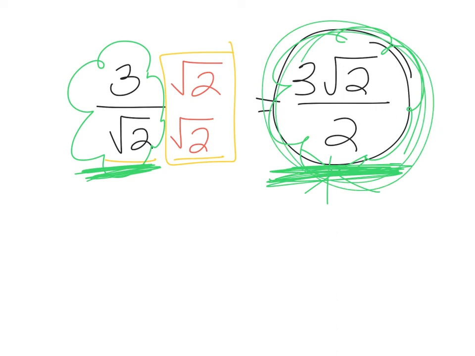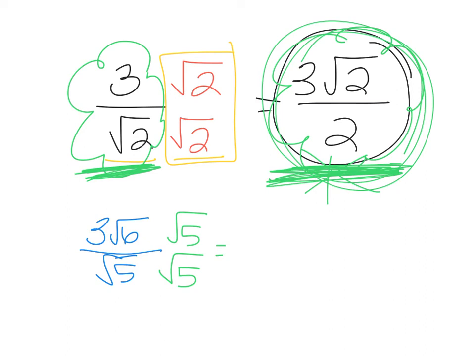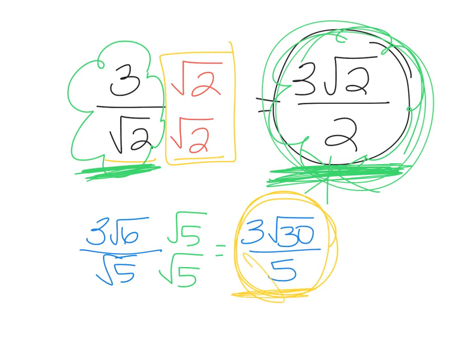Now, just to go along with that, let's say I had 3 root 6 over root 5. Well, I know I can't have that root in the denominator, so I'm going to multiply by root 5 over root 5. Then this becomes 3 root 30 over 5. Is there a perfect square that goes into 30? No. 4 doesn't, 9 doesn't, 16 doesn't. So this is your final answer. Again, this fraction is equivalent to this one, but this is your proper rationalized denominator. This is the proper answer.